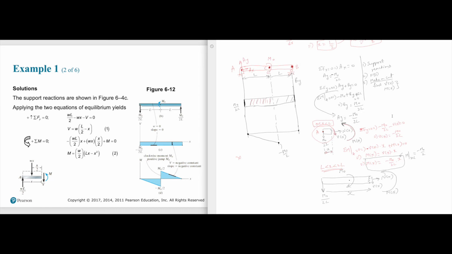So, what is the bending moment? Before the bending moment, we have to find out what is shear force. So, let's apply sigma F_y equal to 0, which implies negative M naught over 2L, negative V of x, equals 0. That implies V of x is negative M naught over 2L.